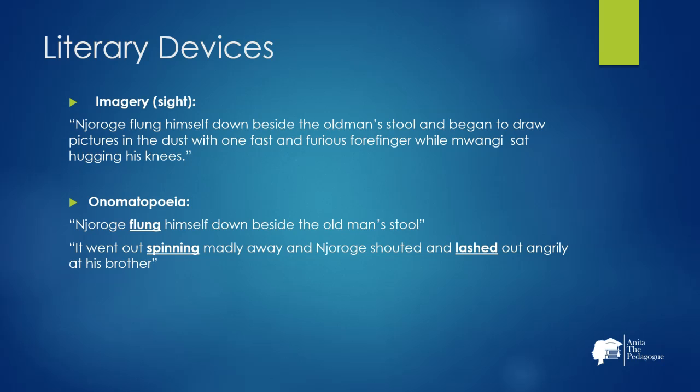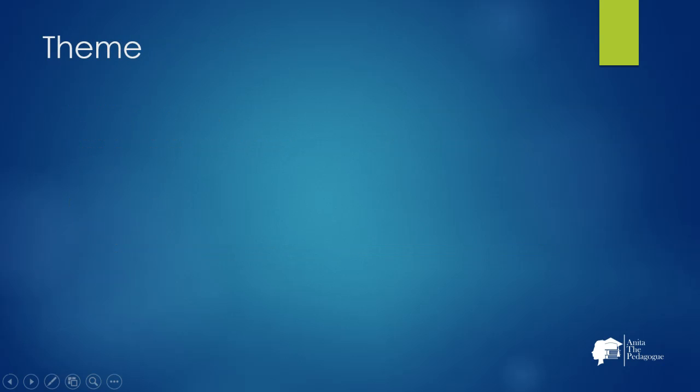There's also been the use of onomatopoeia. Our example is: It went out spinning madly away, and Njoroge shouted and lashed out angrily at his brother. So onomatopoeia is representing sounds with words.